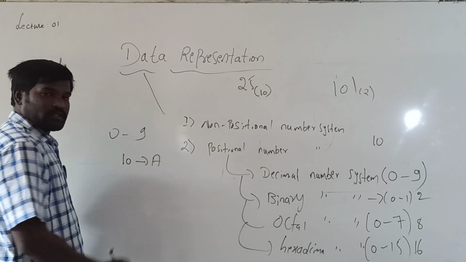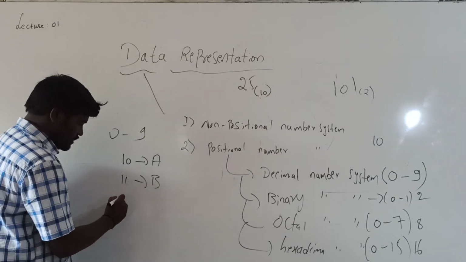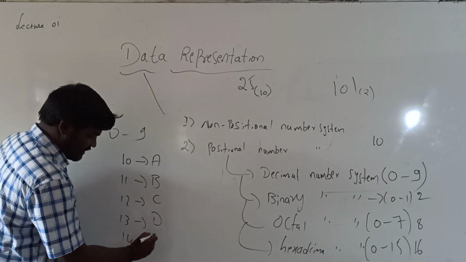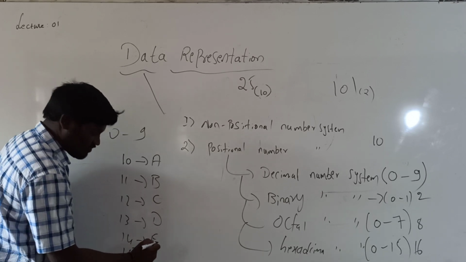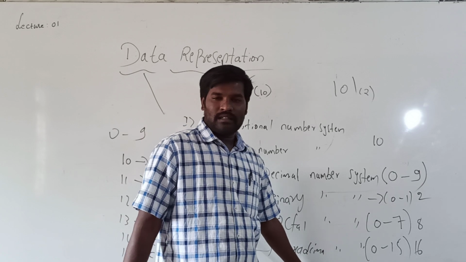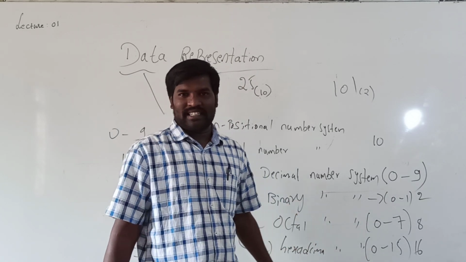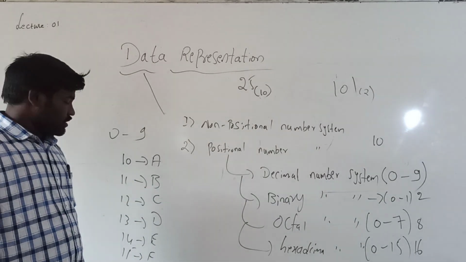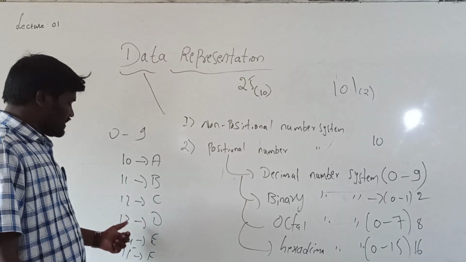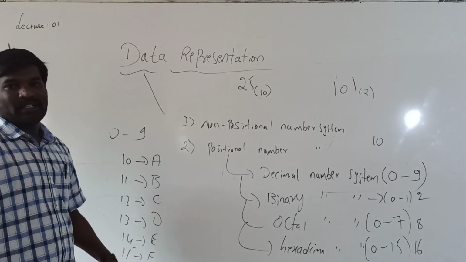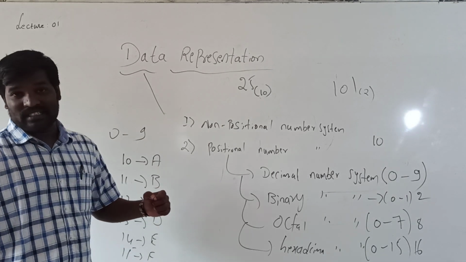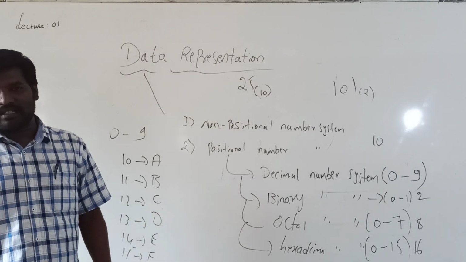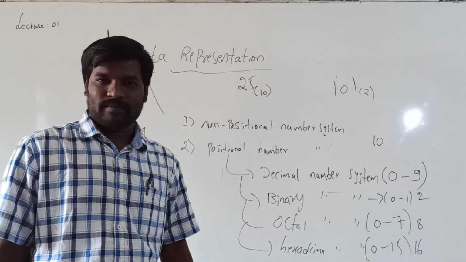10 indicates A, 11 indicates B, 12 indicates C, 13 indicates D, 14 indicates E, 15 indicates F. So in hexadecimal, 10 can be represented using A, 11 as B, 12 as C, 13 as D, 14 as E, 15 as F. 0 to 15 means a total of 16 numbers. The base of the hexadecimal is 16.